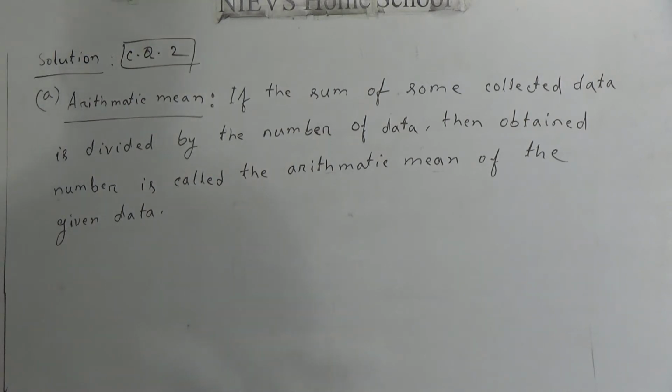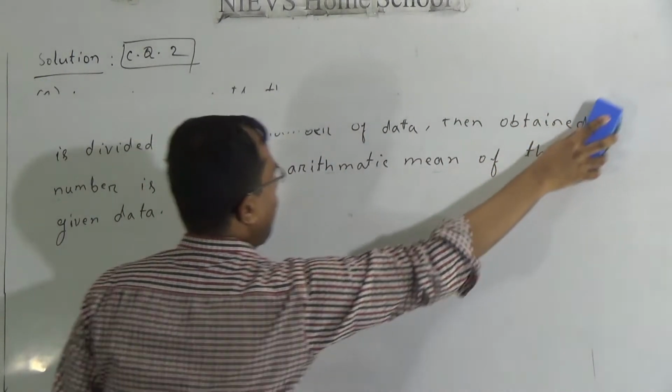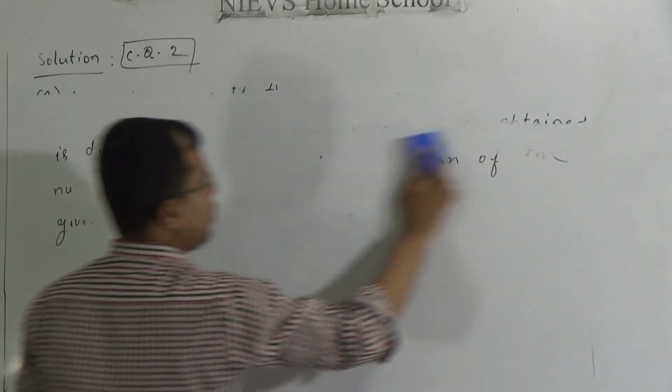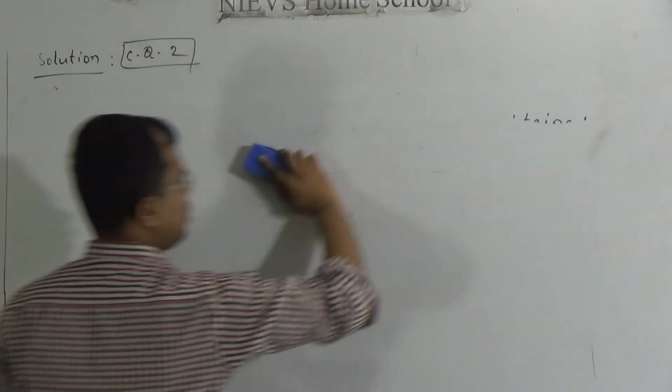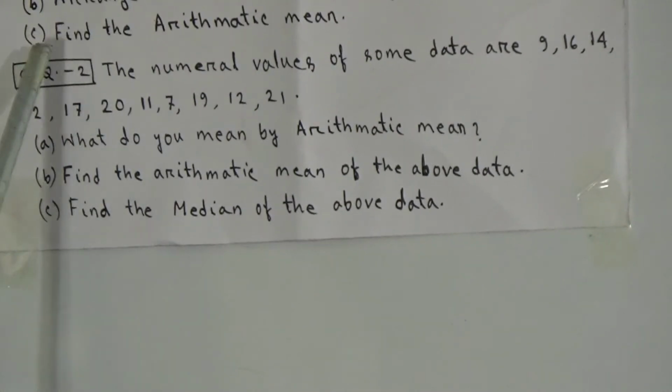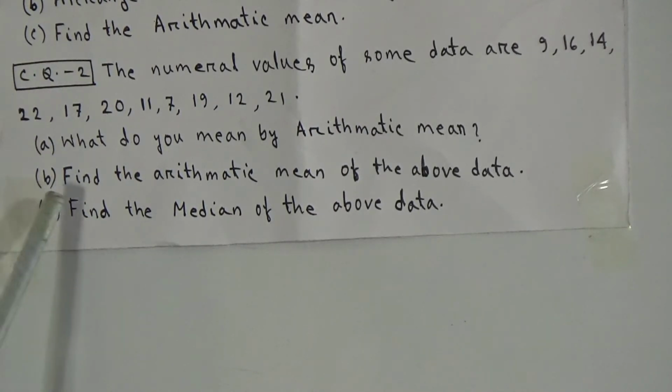Okay, dear students, we have finished A number. Now we'll solve B number. Dear students, I will not give the full solution of B number. The question of B number is, find the arithmetic mean of the above data. Similar types of math we have already done in C number of CQ1. So I think you will be able to solve B number.